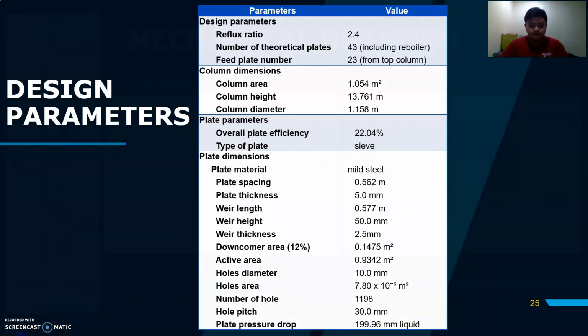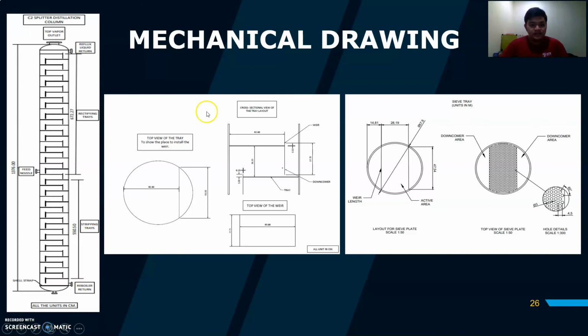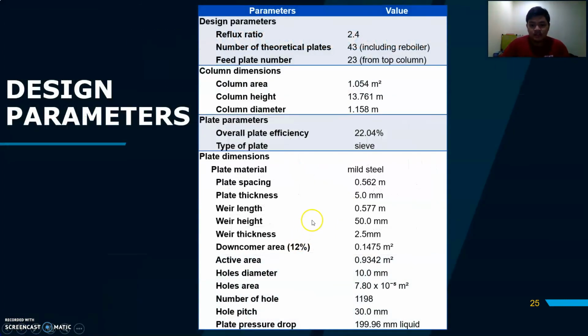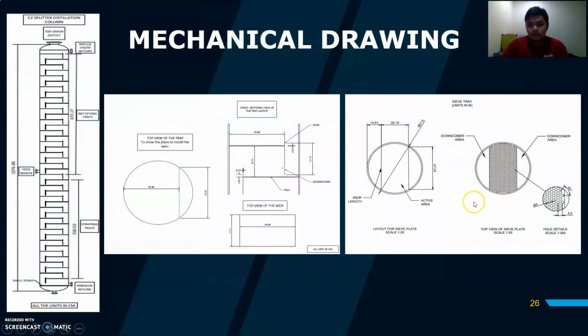These are the mechanical drawings based on the parameters that we have obtained before, which are the number of stages, the diameters, and then the number of holes. I forgot to mention it: the number of holes is equal to 1198. So these are the holes, and these are the diameters, and then we have our number of stages, the height, and so on.